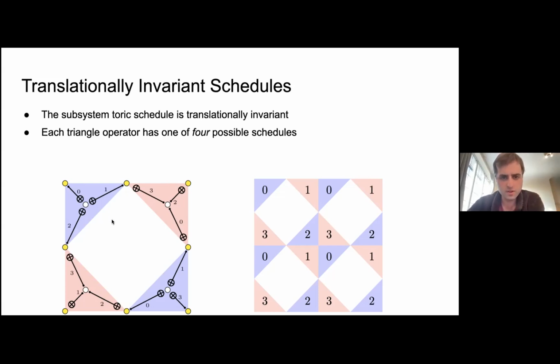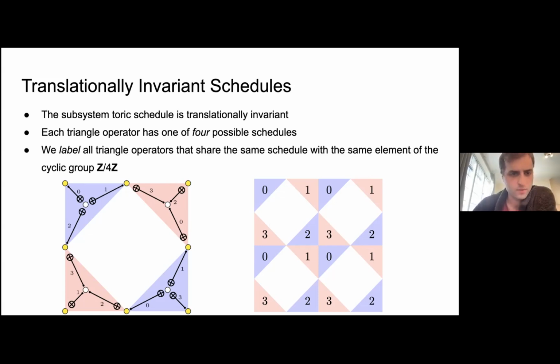Each triangle operator has one of 4 possible schedules, so I've labeled this on the right by different elements of Z4. I'll explain why I'm describing it in this way, because it will help us generalize to the hyperbolic tessellations in a minute. We can label each triangle operator that shares the same schedule with the same element of Z4, as so.